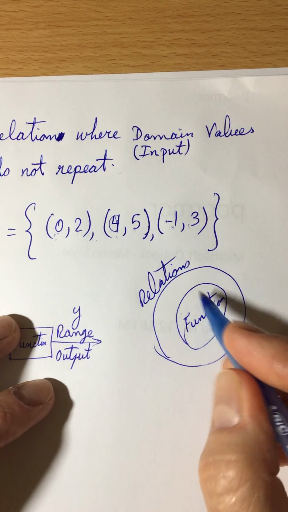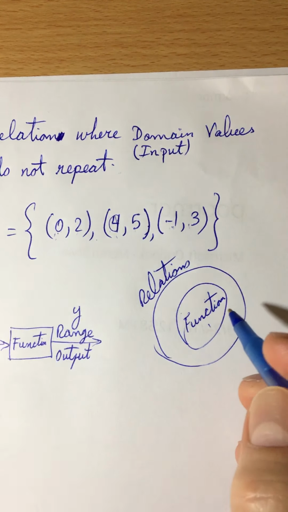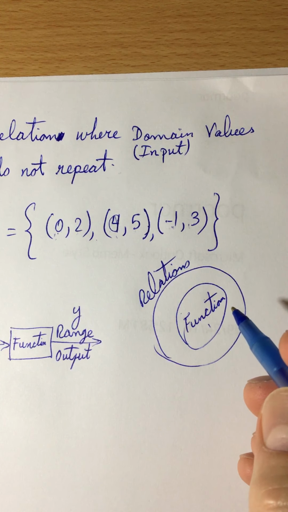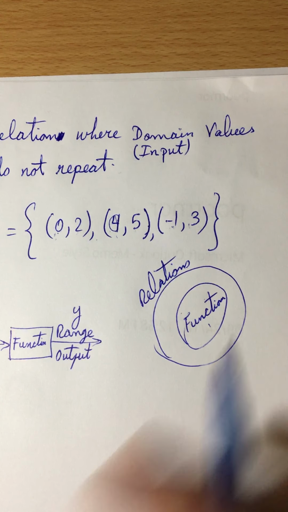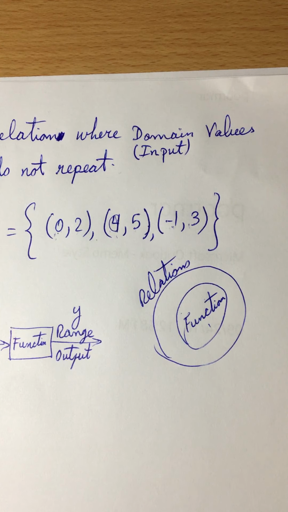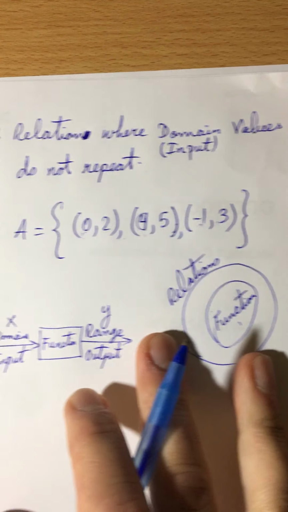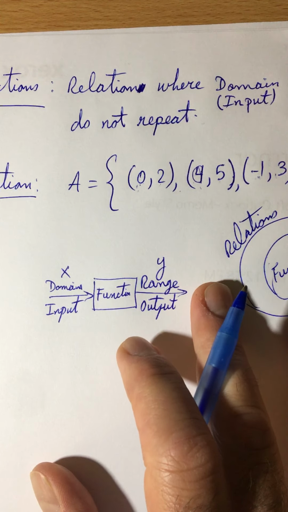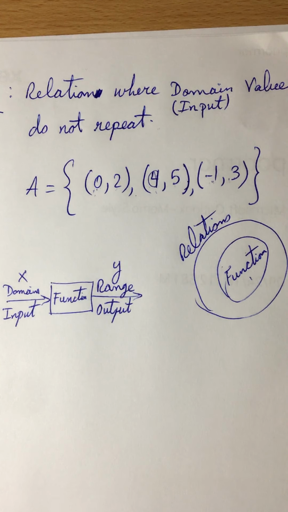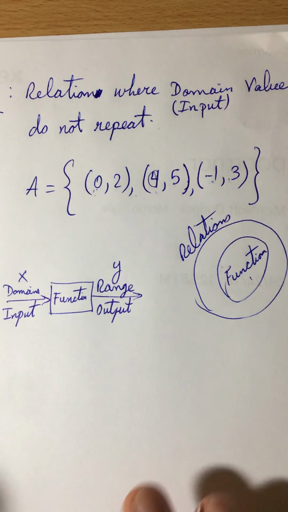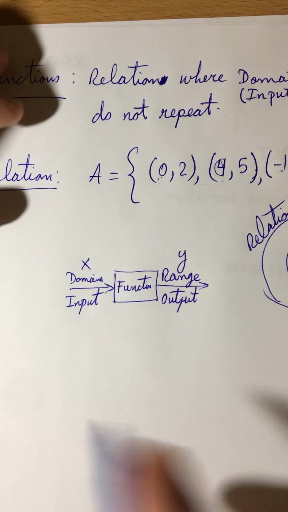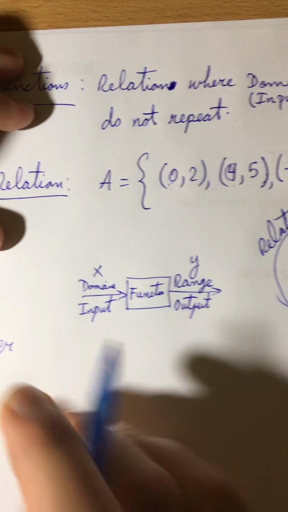So every function is a relation, but not every relation is a function. Okay, so that's one way of determining whether a relation is a function or not. And another way is if you have a graph, we have the vertical line test. What is a vertical line test? Let me define it first.